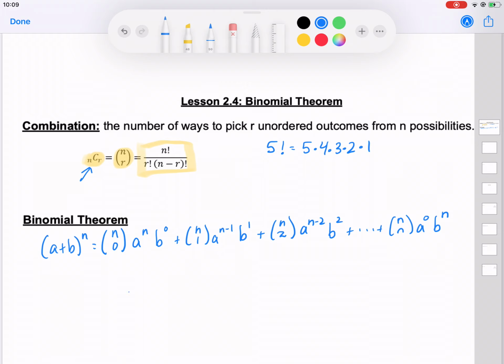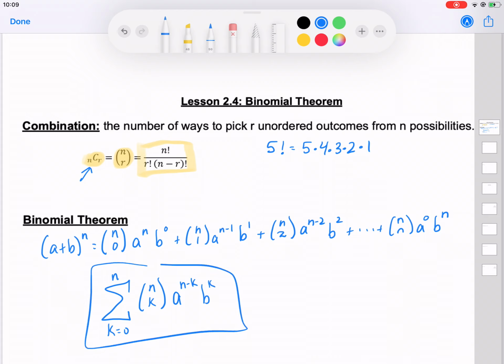There is a little shorthand way of writing this called summation notation, where you'd write k equals 0 at the bottom, n at the top, and you do n choose k. What this k at the bottom is saying is we're going to start with 0, and then you're going to plug in 1, then 2, then 3, then 4, all the way until we get to whatever n is. And then likewise, we'd have a raised to the n minus k and b raised to the k. And this formula defines every single one of these terms in between without having to write every single one.